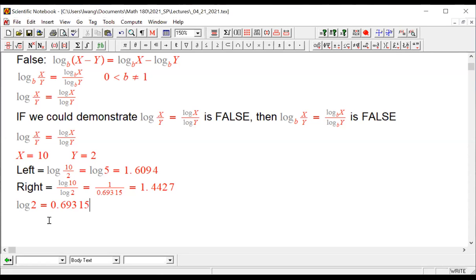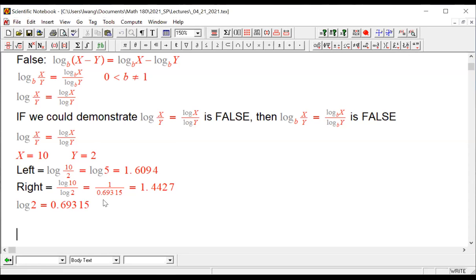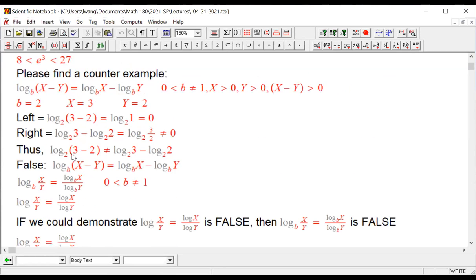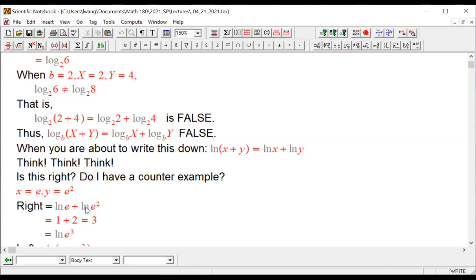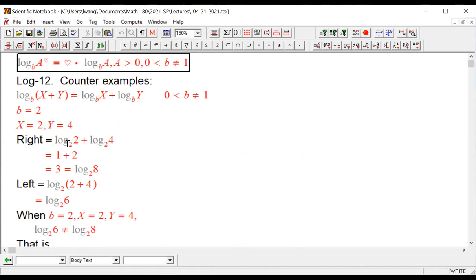Do you want me to supply one which doesn't really need a calculator? Yeah, that was my next question. I was going to ask if there were some simpler numbers I could have used. Think of powers of 10. From the examples I gave you earlier, did you notice that I chose the numbers x, y to be powers of the base? Did you notice that?